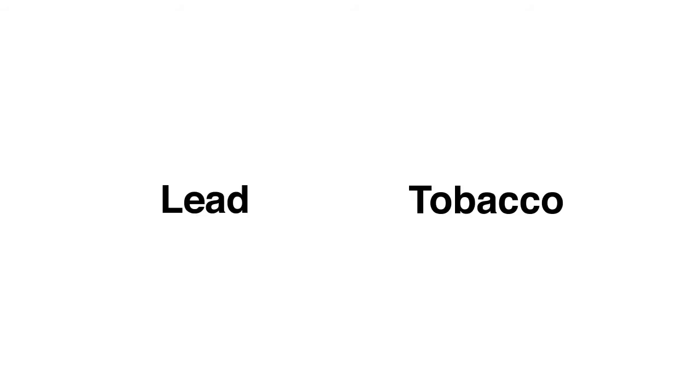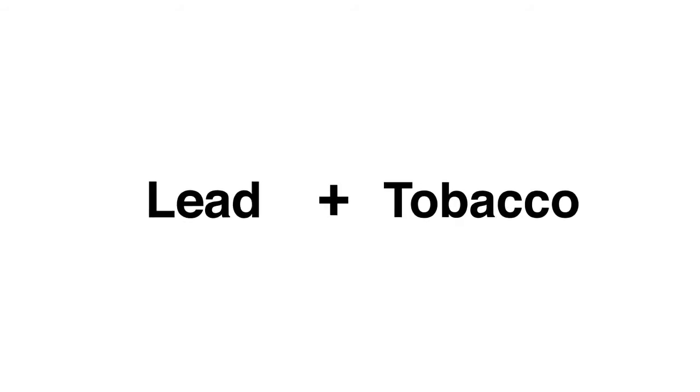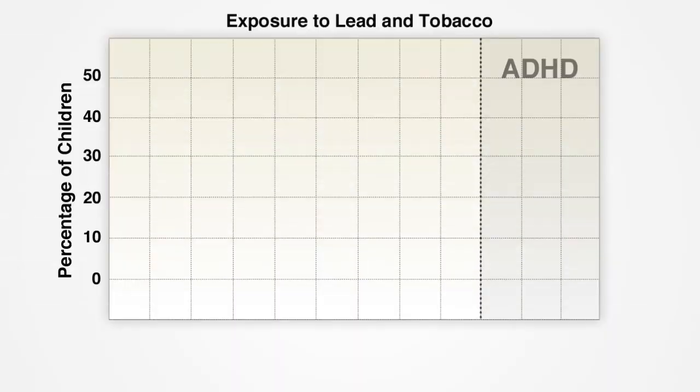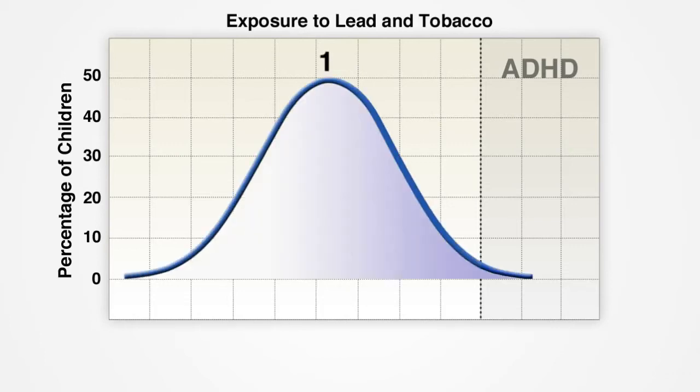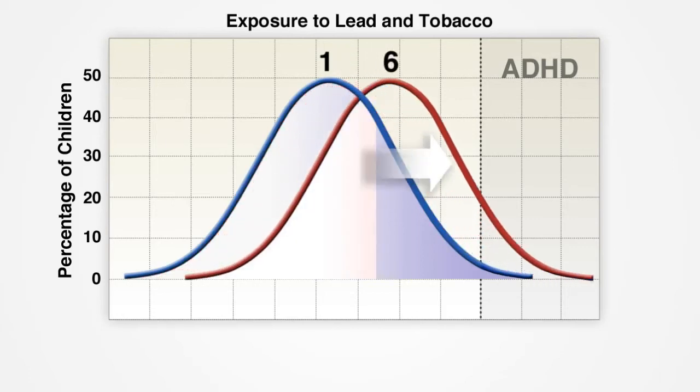Sometimes risk factors act independently. In other cases, like with lead and tobacco, they can magnify the impact of each other. This is called the synergistic effect. A child who has low lead exposure and wasn't exposed to tobacco typically exhibits 1 ADHD symptom. In contrast, a child who has higher lead exposure and was exposed to tobacco exhibits 6 symptoms.